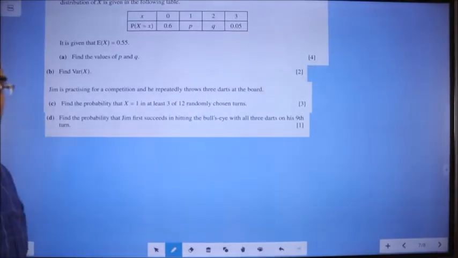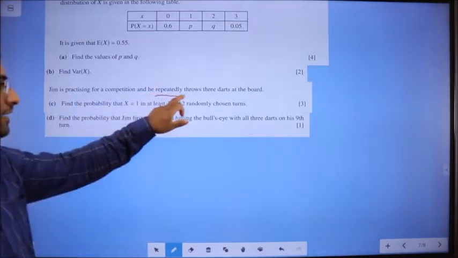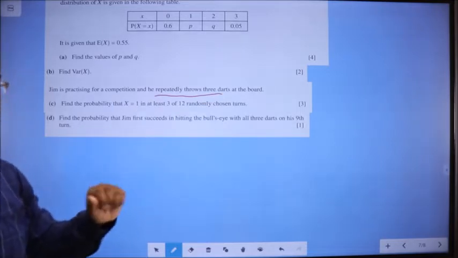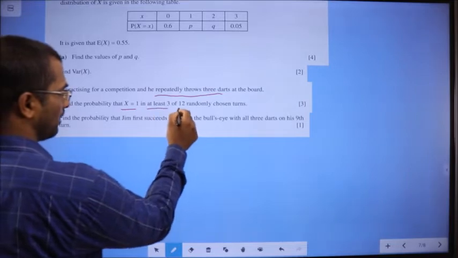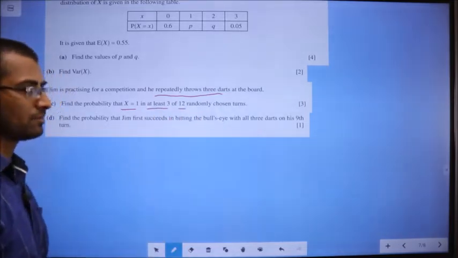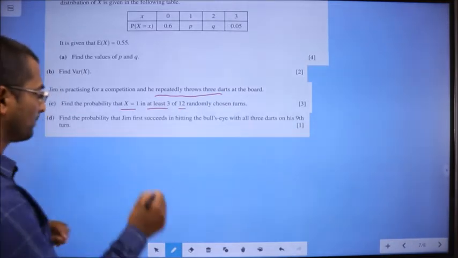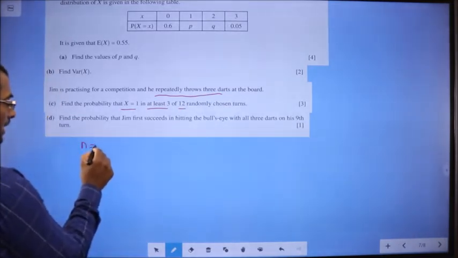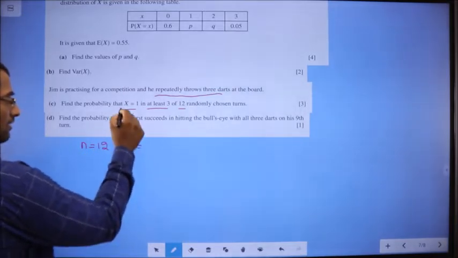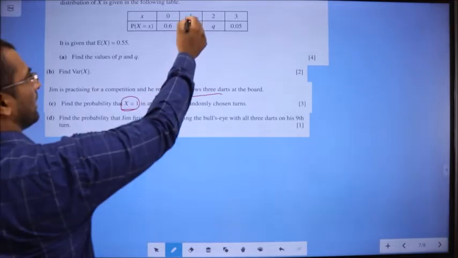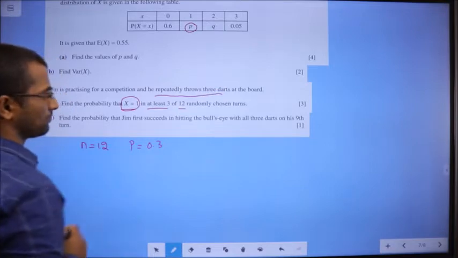Then C1. Jim is practicing for a competition and he repeatedly throws 3 darts at the board. Find the probability that X equals 1 in at least 3 of 12 randomly chosen turns. You should get the idea, it comes under binomial distribution. What is the value for n that you take? 12. And what probability will you consider? X equal to 1. So when X equals 1, the probability is P, that we got to be 0.3.